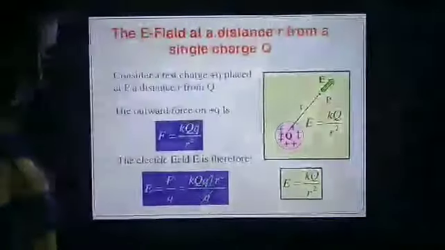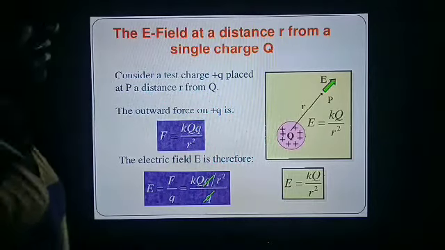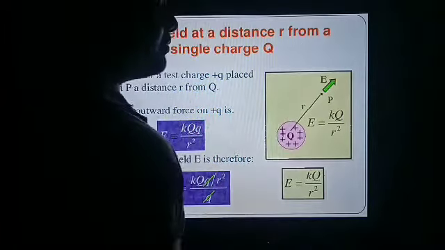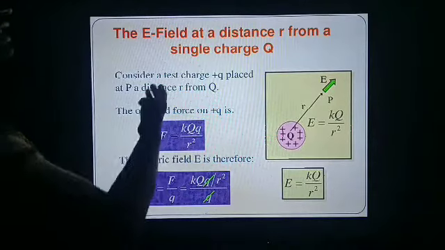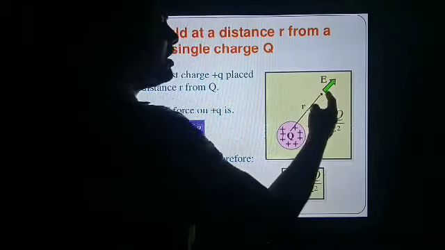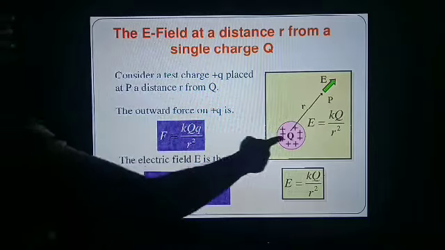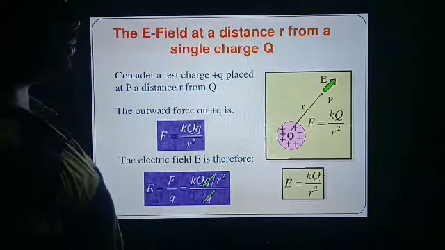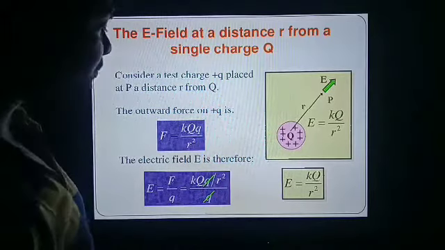Now see, the electric field at a distance from a single charge. Means suppose that we have to find out the electric field of this charge at this point P, which is at a distance of R. So how to calculate? Consider a test charge plus Q placed at point P. We have brought a test charge plus Q here at a distance R from capital Q. This is the charge capital Q. The outward force on plus Q, by Coulomb's law, will be K capital Q small q upon R square.